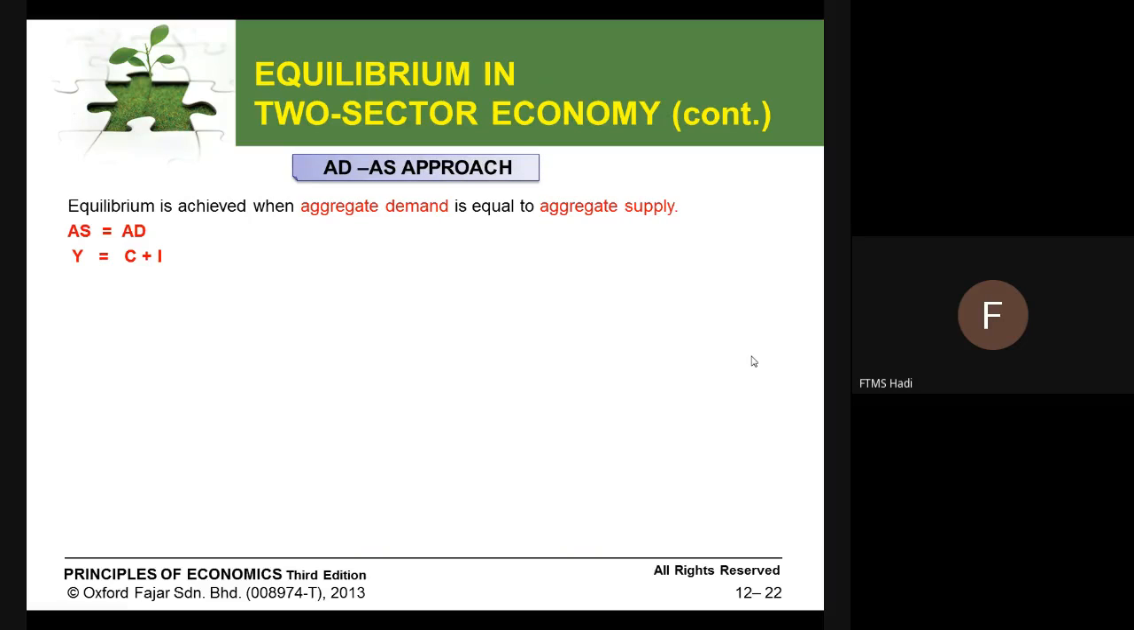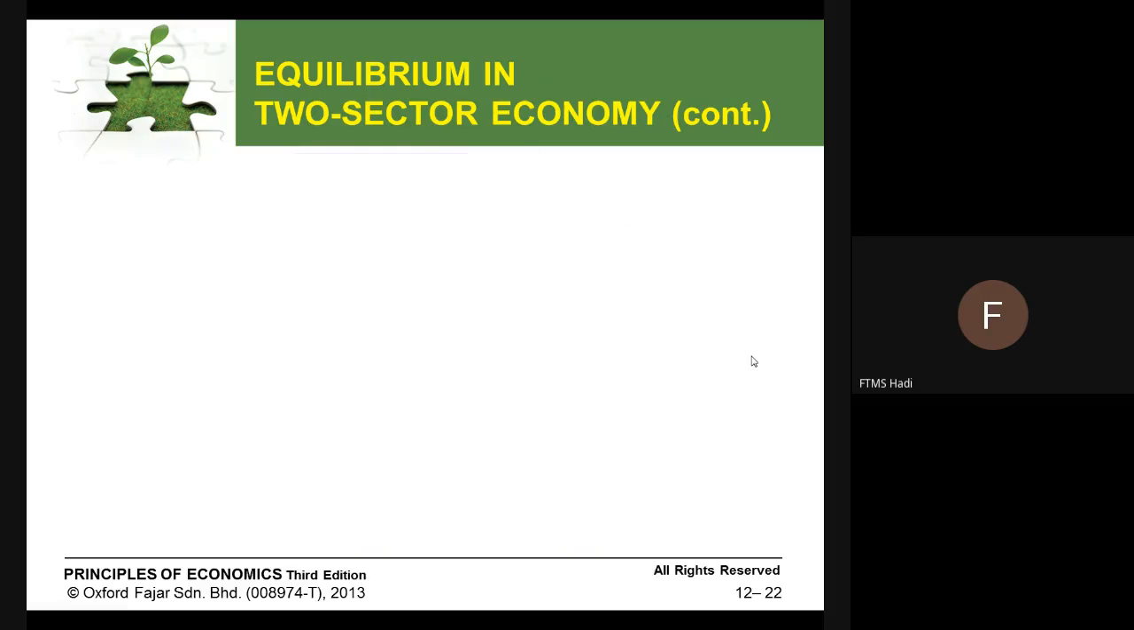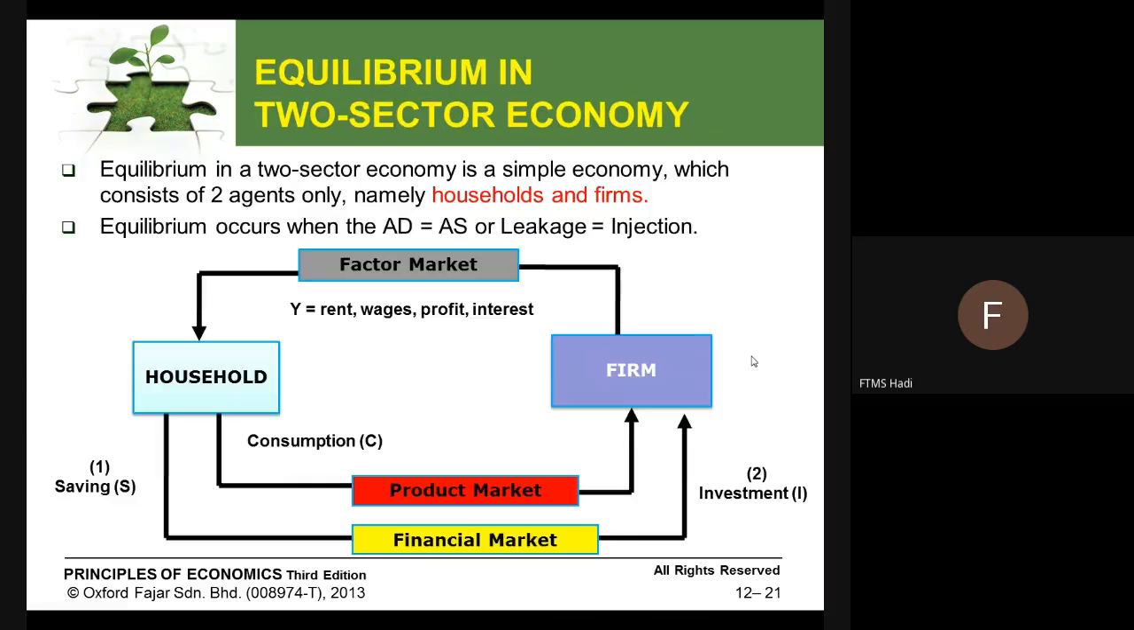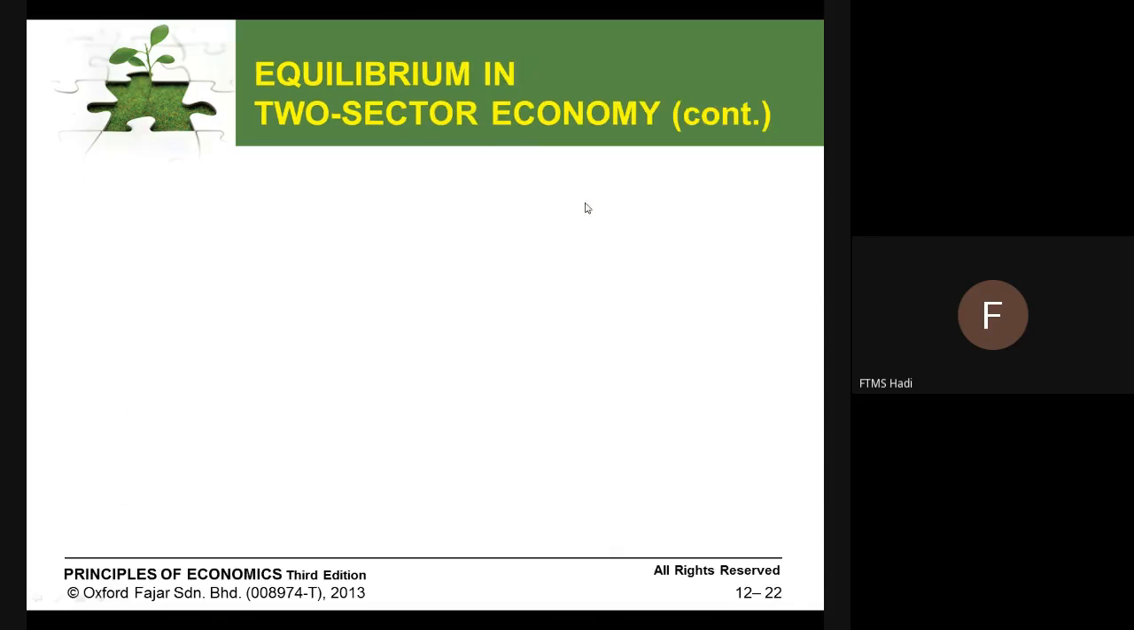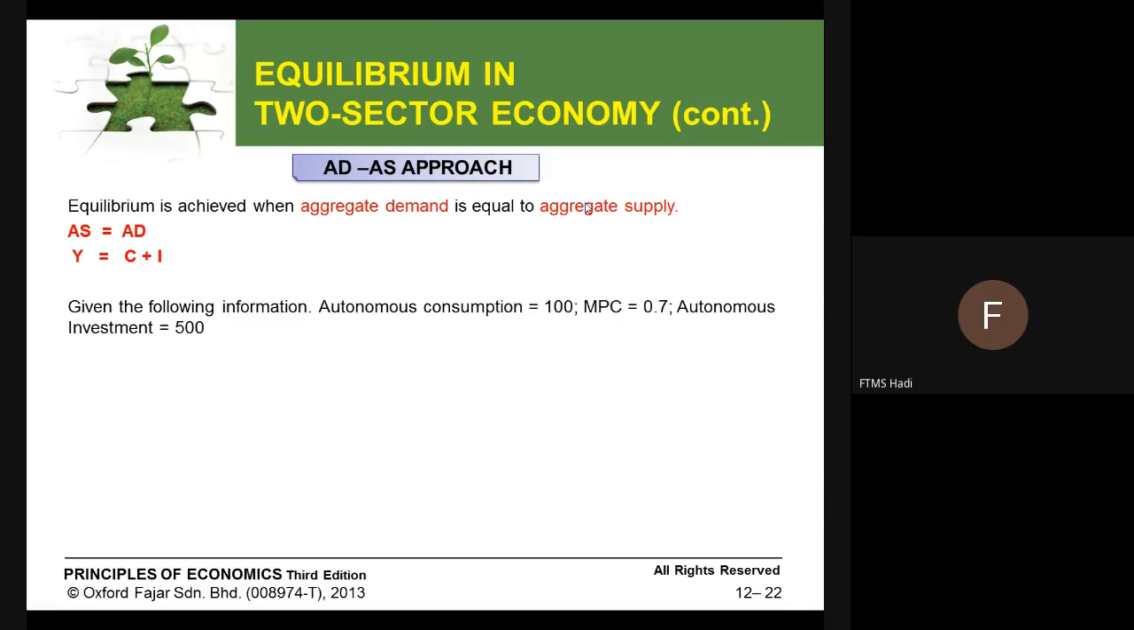Okay, AD is equal to AS. When we talk about household and firm, they have two economic approaches, which are consumption and saving. Belanja dan simpanan saja. Because isi rumah, households, don't have investment. That means we are not talking about government investment yet. Household and firms are more on consumption and investment only. Consumption is for household, isi rumah, and I is for the firm.